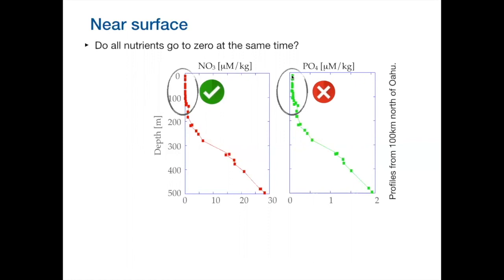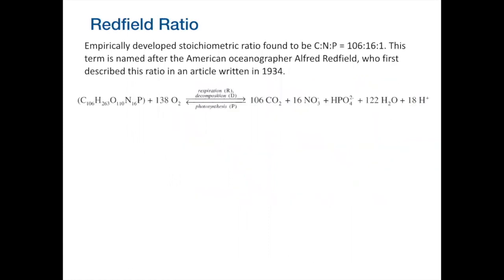So why is that? Well, there's this ratio of how much different nutrients you need. For every one phosphate atom, you need 16 nitrate atoms and you need 106 carbon atoms. So if you have, say, 2 phosphorus atoms available to you, you would need 32 nitrate and 212 carbon atoms.